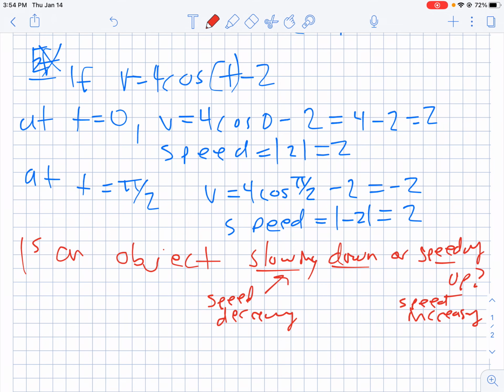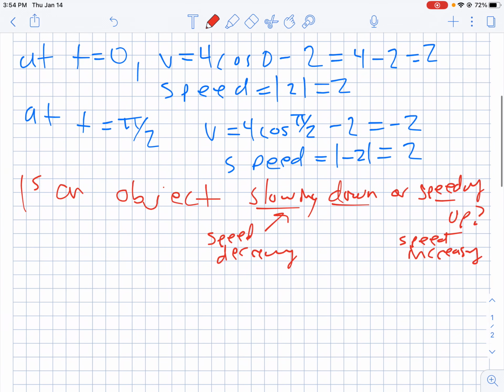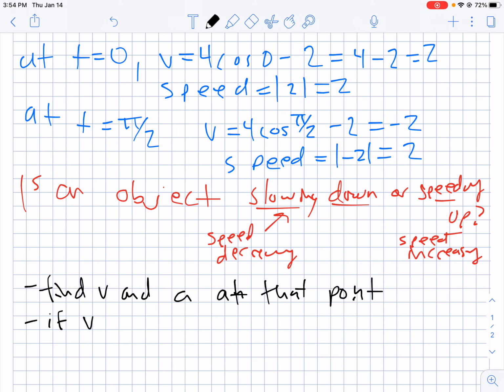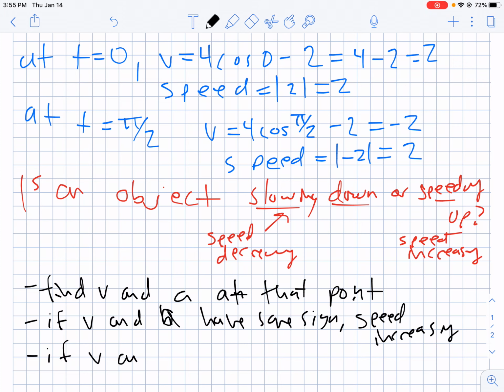Now, we want to be careful because the velocity can be positive and negative. So the way that we want to approach these problems is we're going to find the velocity and the acceleration at that point. And then once you've found those, the question you're going to ask yourself is, are they the same sign? So if V and A have the same sign, what that means is that the speed is increasing. If V and A have opposite signs, what that means is the speed is decreasing.